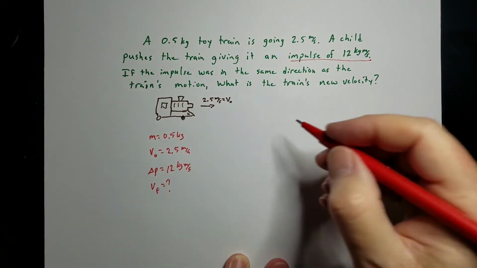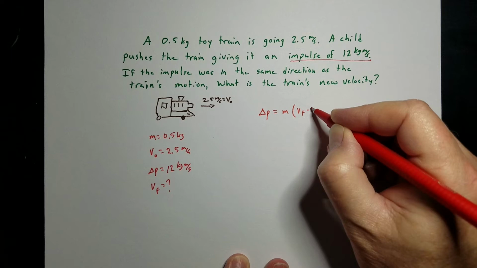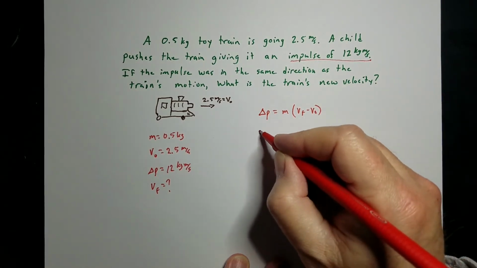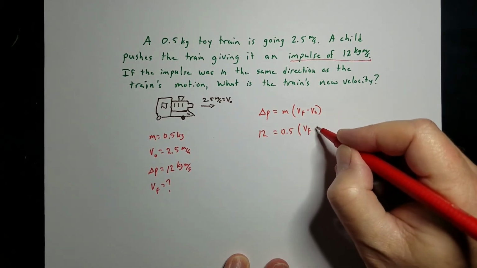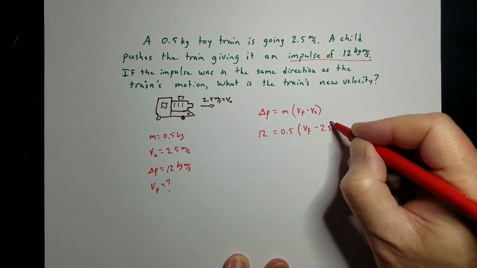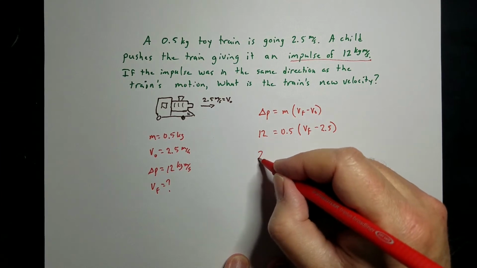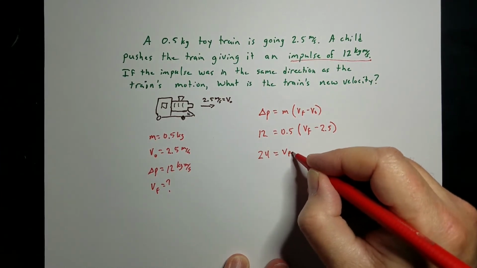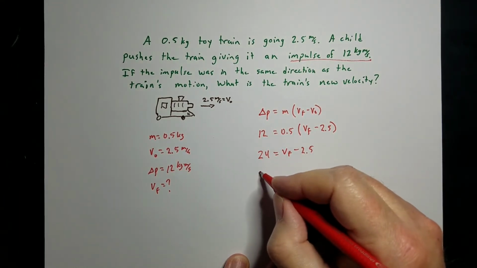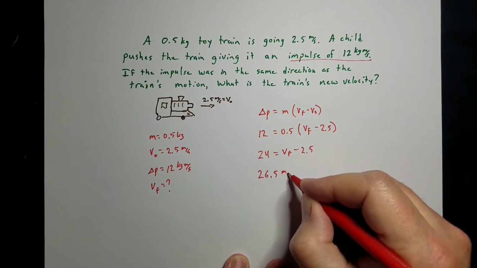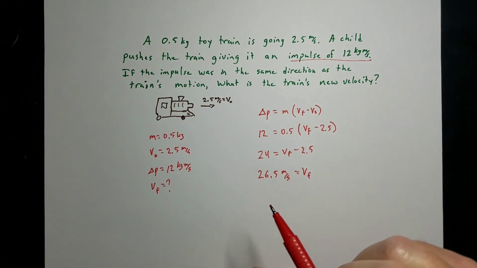Well, again, looking at what information I have, this is the best equation to use. And so my impulse is 12, mass is 0.5, final velocity is actually what I'm looking for, and the original velocity is 2.5. So I want to get rid of this half first. So I want to divide both sides by half. So we get 24 equals vf minus 2.5. And then I want to add 2.5 to both sides. So we get 26.5 meters per second. It'll be the new final velocity of that toy train after it suffers that impulse.